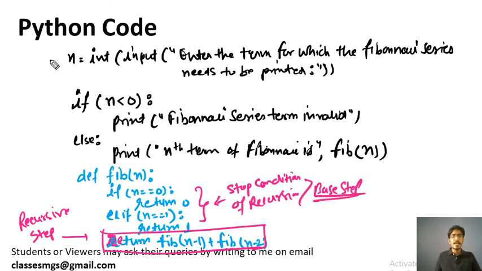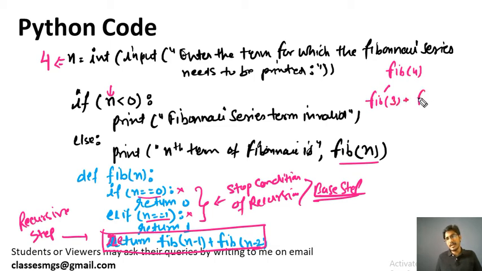Let's suppose the user has entered the value 4. Then this is not less than 0. Come here, it will call the Fibonacci 4 method. Then 4 is not equal to 0 and not equal to 1, so both conditions will be false. We will call Fibonacci n minus 1, 4 minus 1 is 3, plus n minus 2, 4 minus 2 is what?